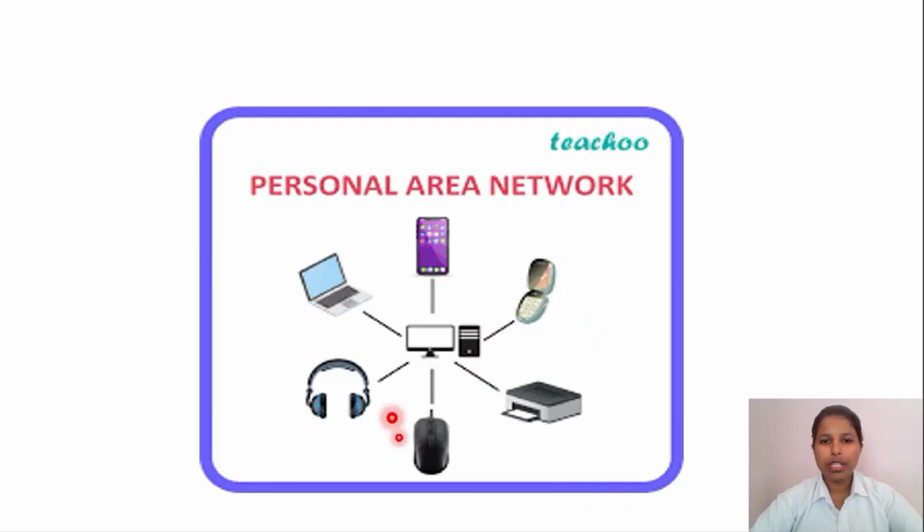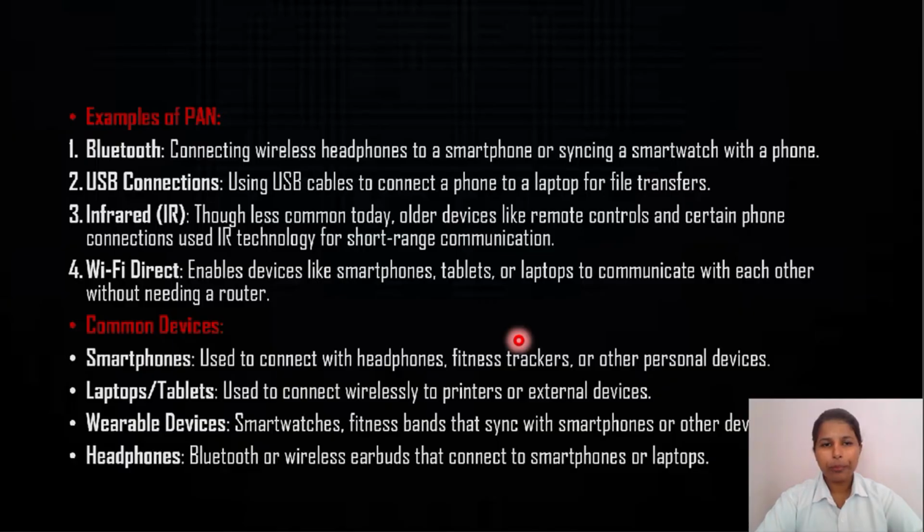So this is the picture representation of the PAN. Here, if it is a PC, we can connect our mobile devices, our headset, our mouse, our printer. We can connect through Bluetooth. So this is the personal area network. According to our personal area, what will be there, our mobiles, our Bluetooth, our headset, our mouse, anything, all these things are included in the personal area network. So the example of the PAN is Bluetooth.